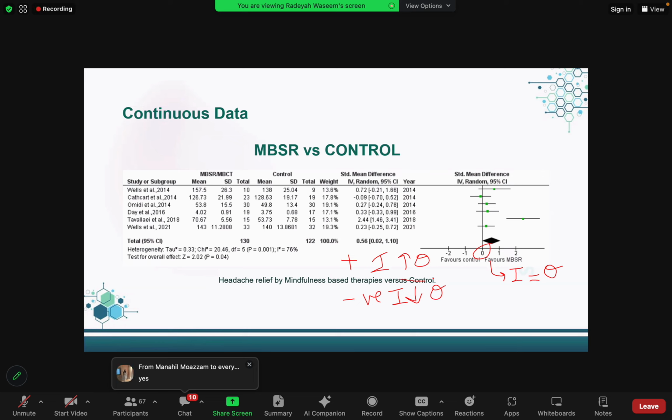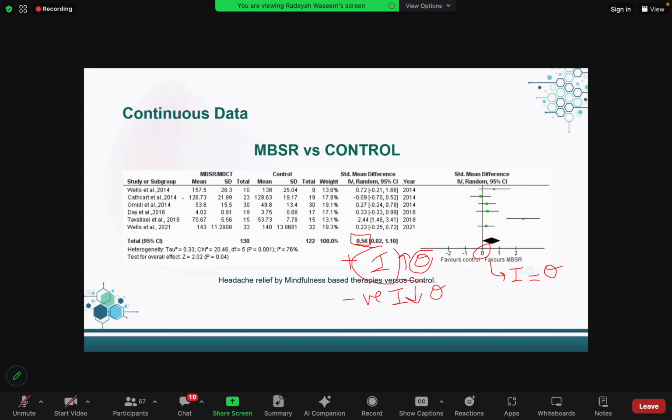So now we'll proceed. Look at this value. This is 0.56. The mean difference is 0.56, okay? The mean difference between the intervention and control group is 0.56. This value is positive, which means that intervention increased the outcome.